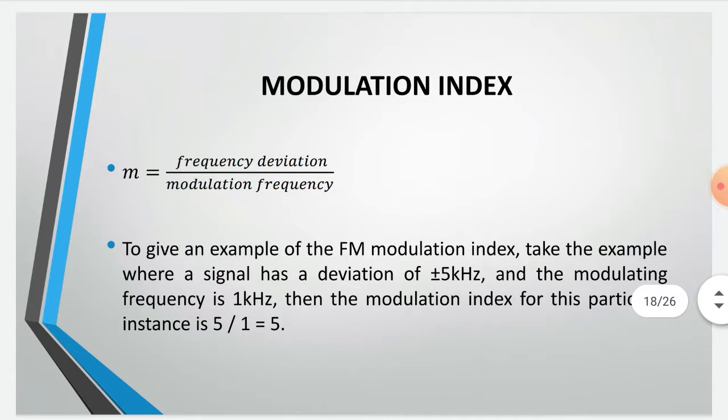Modulation index. Modulation index m is equal to frequency deviation over modulation frequency. To give an example of the FM modulation index, take the example where a signal has a deviation of plus or minus 5 kHz and the modulation frequency is 1 kHz. Then the modulation index for this particular instance is 5/1, which is equal to 5.